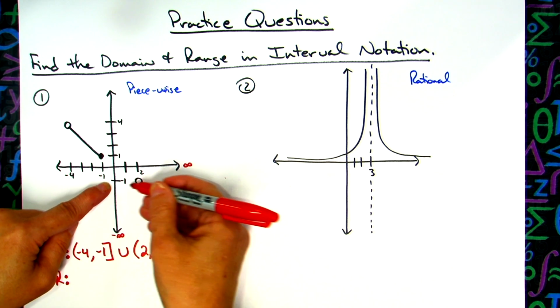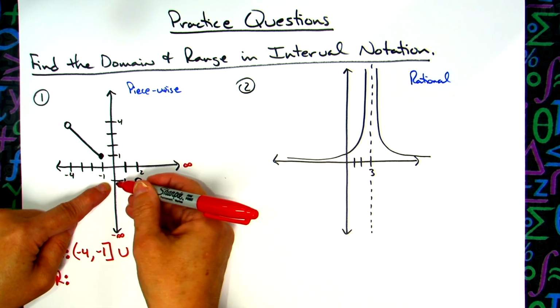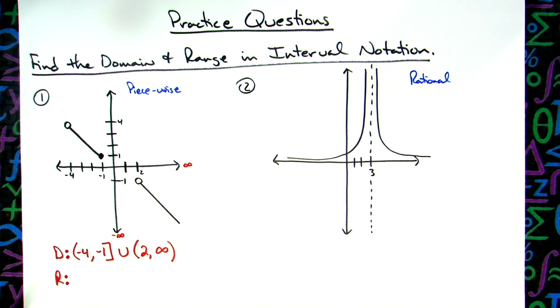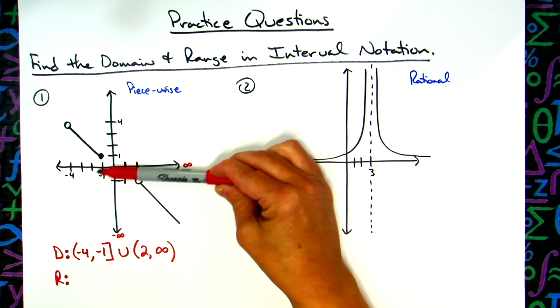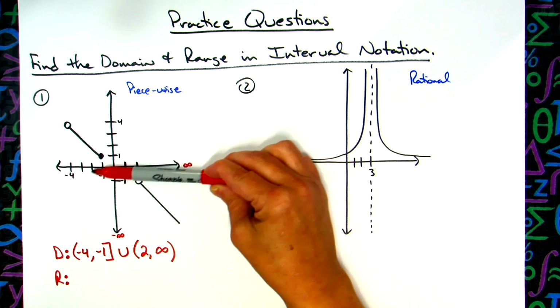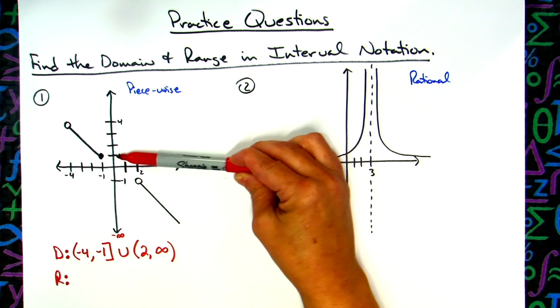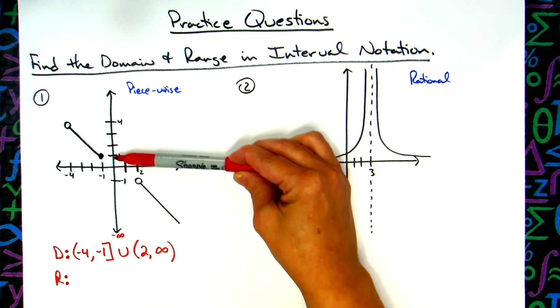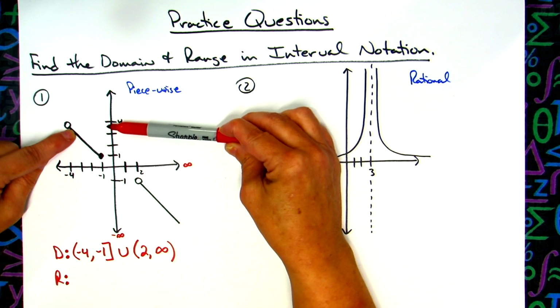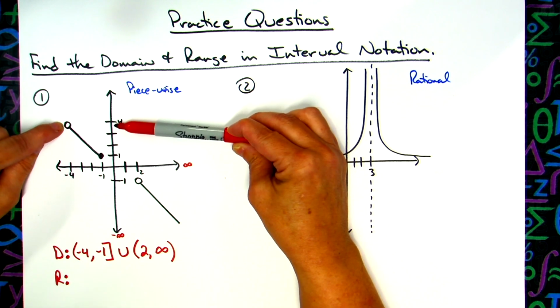-1, now I got to look at my y values. -1 is not included because it's an open dot. All right, there's a gap in here, so none of these y values are included. The next one that is included is the 1. Every y value then is included all the way up to, that was supposed to be 4, except then it's an open dot there at the 4.